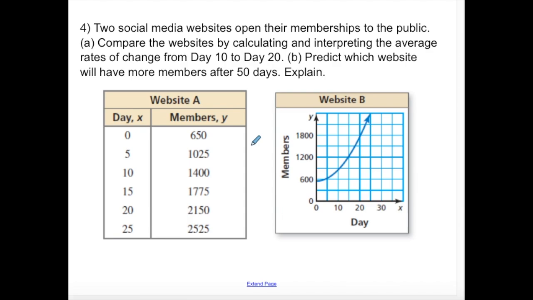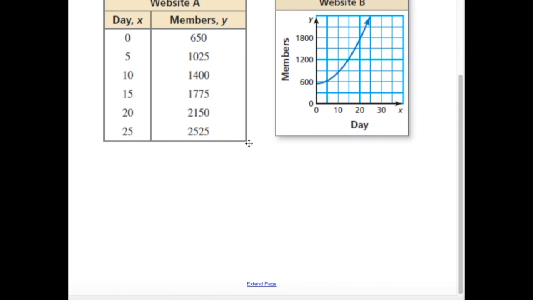So we're going to look at the first question. Two social media websites open their memberships to the public. Part A, compare the websites by calculating and interpreting the average rates of change from day 10 to day 20. So what we're going to look at is basically the slope.